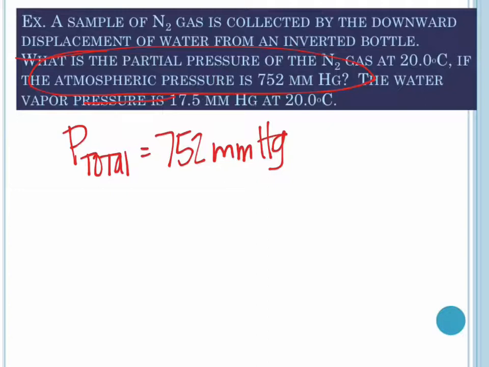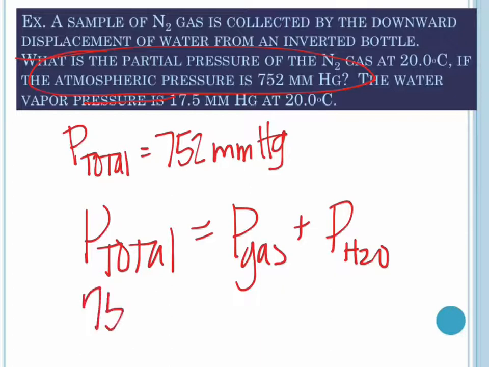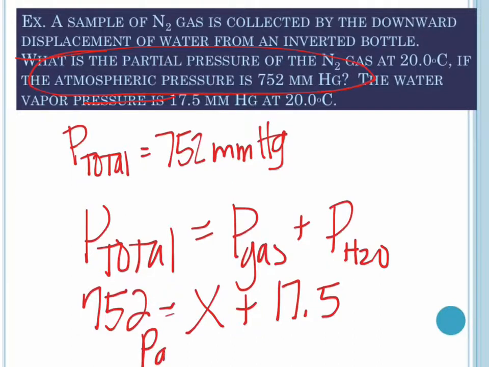Because it's collected over water, I know that my P total is going to be the P of my gas plus the pressure of my water. So my total, 752, is equal to the gas, which is the dry gas that I want to know, plus water, which is 17.5. So what is the dry pressure of my gas? 752 minus 17.5?